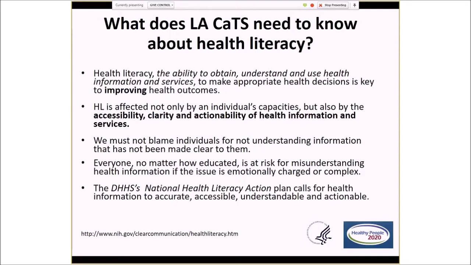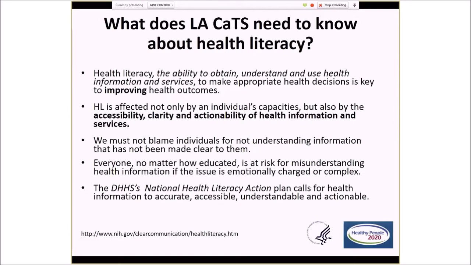Well, the definition of health literacy, which came out in an IOM book, Health Literacy: A Prescription to End Confusion, in 2004, is the ability to obtain information, understand it, and use health information and services to make appropriate health decisions. So this is really key to improving health outcomes.